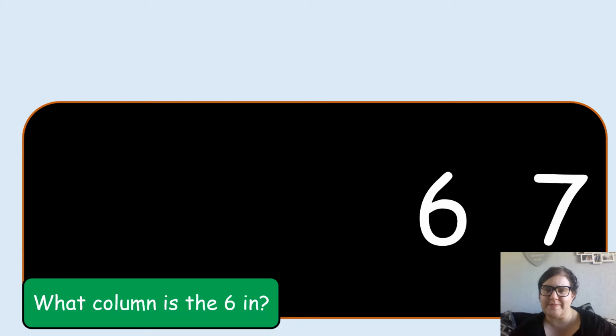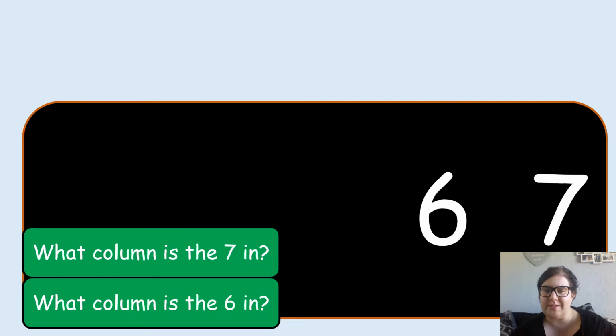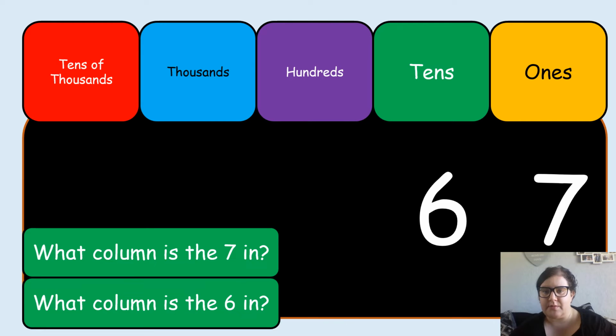We have the number 67. What column would the 6 be in? Would it be a 1 or a 10? What column would the 7 be in? Would it be a 1 or a 10? Let's have a look. The 6 is in the tens column, so the 6 actually means 60. And the 7 is in the ones column. So the 7 is 7 ones, so it means 7. So the number itself is 67.